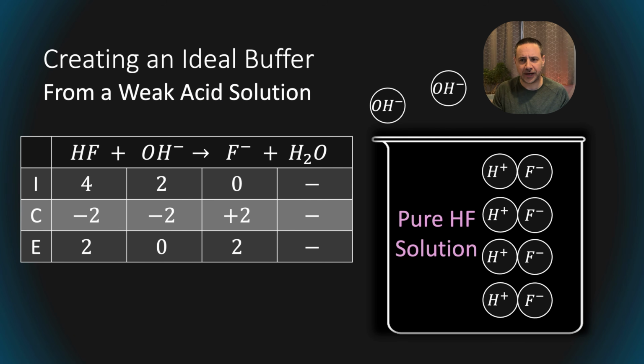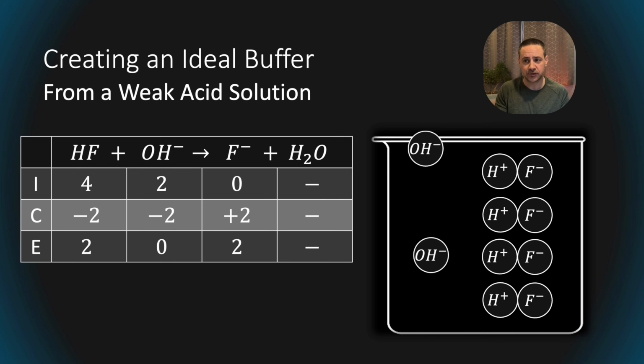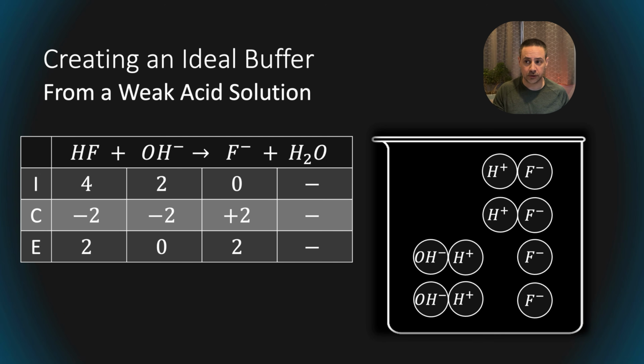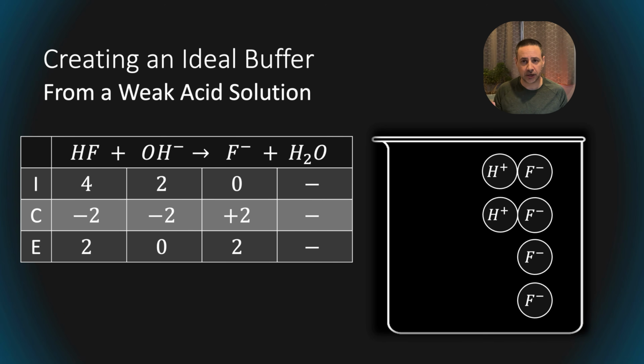To quickly review that, we started out with the HF solution. 4 representations, call it 4 moles. If I put in half as much strong base, 2 representations of OH minus, they're going to react with the hydrogen ions, form water, and then we don't really care about them. This now gives me my equal concentration of HF and F minus present in solution. This is how we created an ideal buffer.